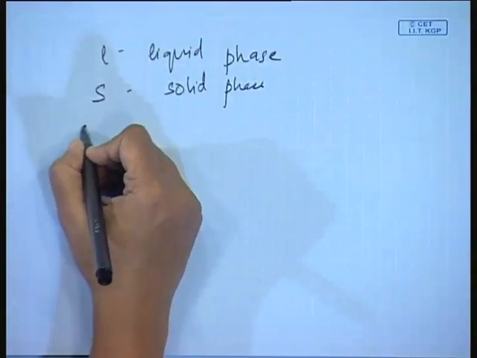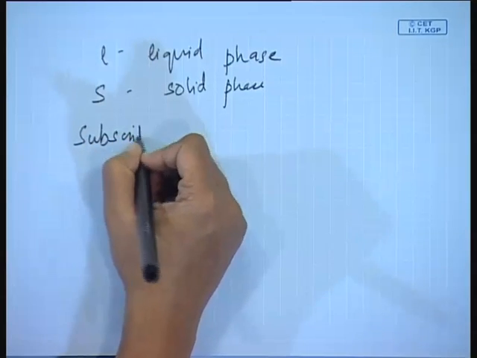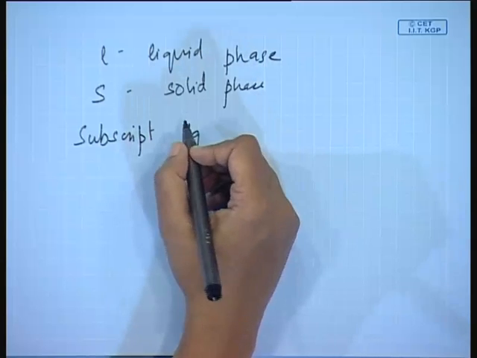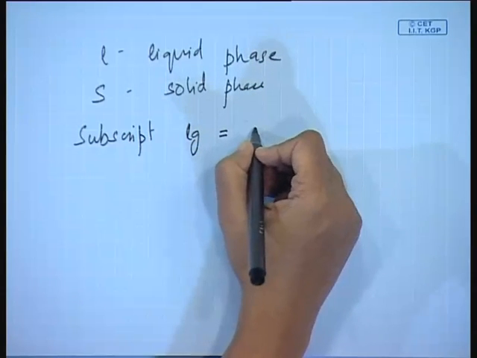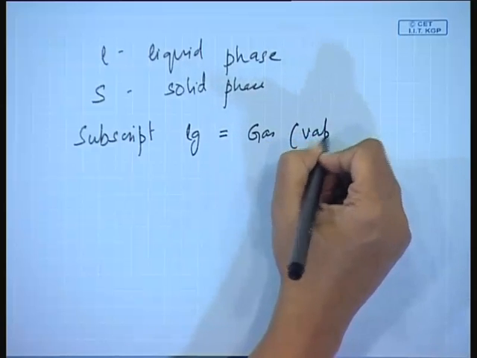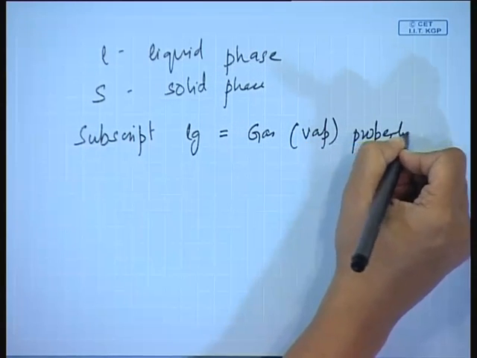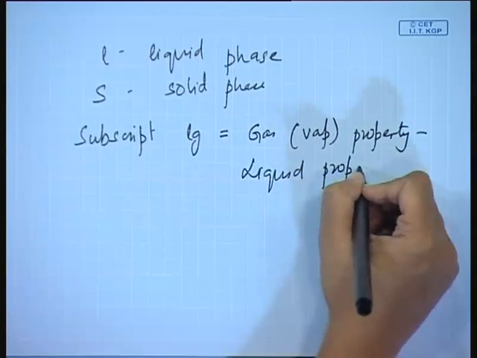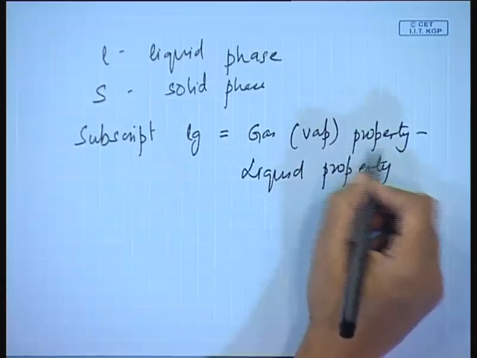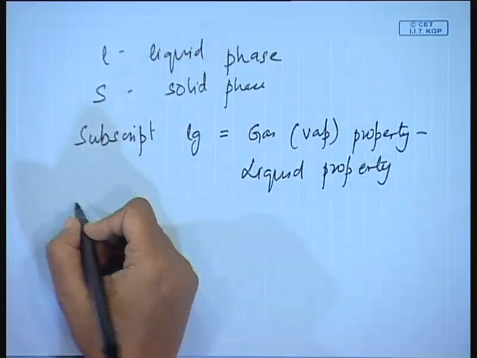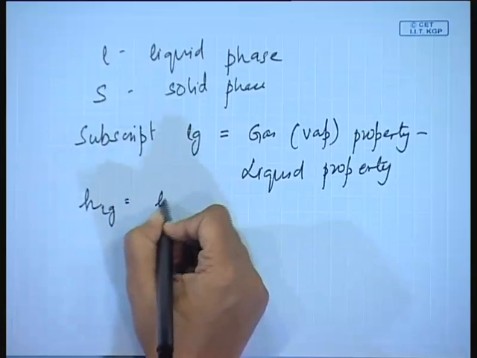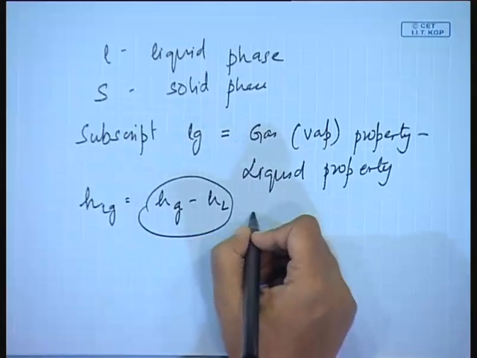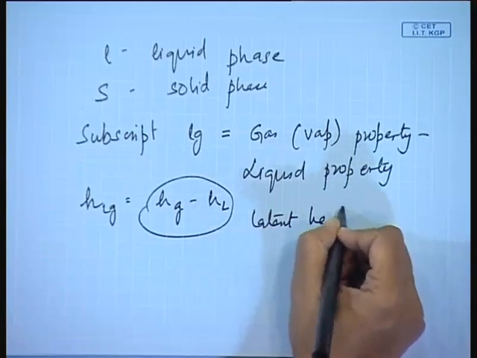And also remember one more thing. When I use a subscript, say LG, it refers to the difference between the gas and liquid properties. That means this refers to the gas or the vapor property. You know most of these things, but I would like to repeat it just so that you are cautious while using it. It is just the difference between the gas property and the liquid property. For example, when we say HLG, it is nothing but Hg minus HL, and therefore, this is nothing but the latent heat of vaporization of this particular liquid.